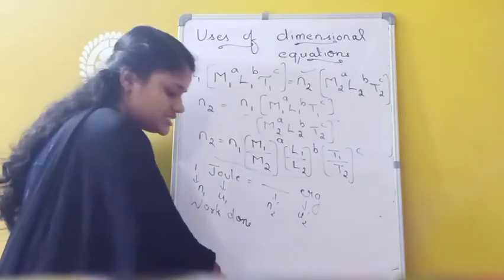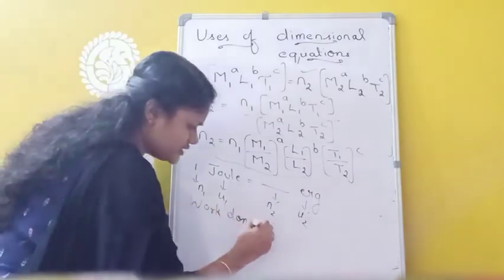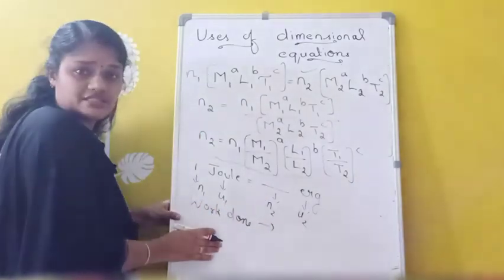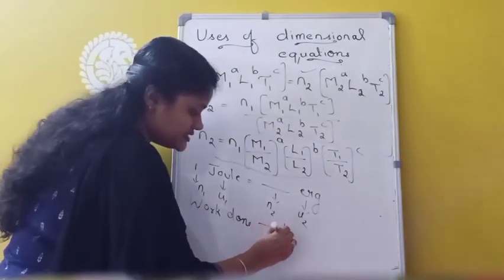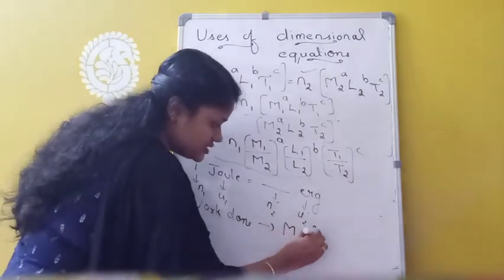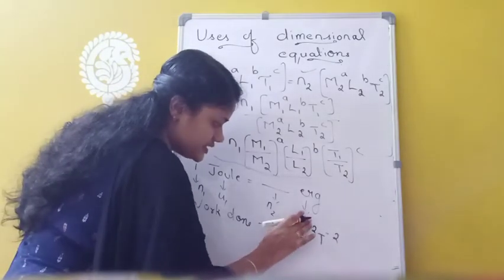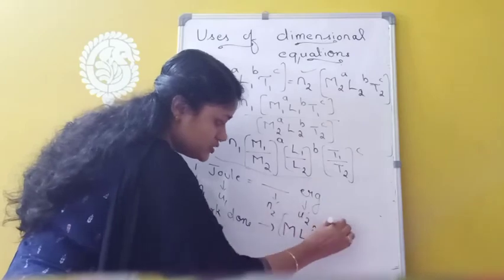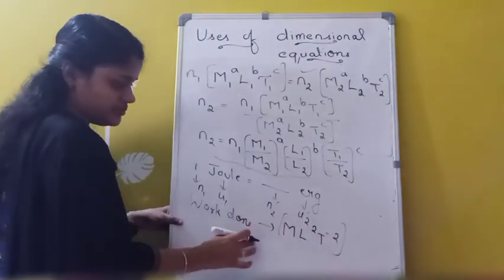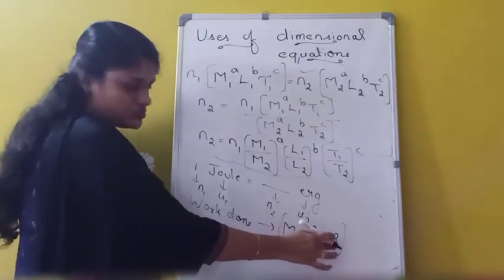And what is the dimension for work done? We know the dimension of work done is the same as the dimension for energy. That means M L square T raised to minus 2. So this is the dimension of which one? Work done. Work done dimension is M L square T raised to minus 2.